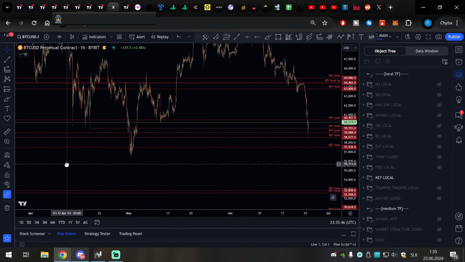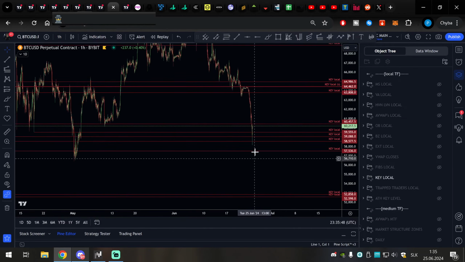Look at that. So we know market structures are here. Now this is the batch of key levels. So that's why we are holding, like, this is a zone. You need to view it always as a zone.